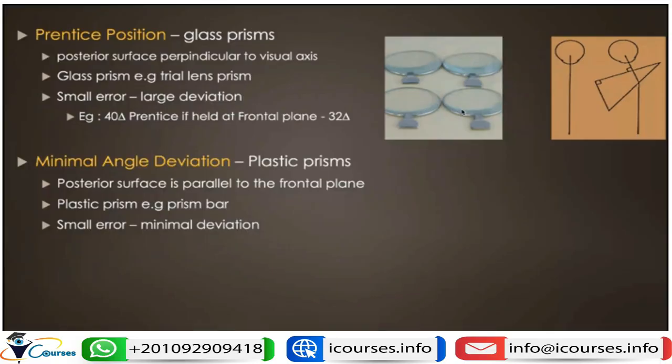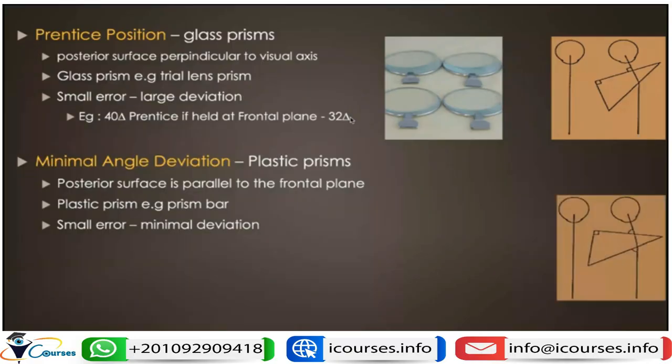The problem with the Prentice position is that a small error or small deviation from this position will lead to a large deviation of the angle. Meaning that if we have a 40 prism diopter prism held in the Prentice position, actually the deviation of this prism is not 40, it is only 32. So this prism is not very accurate. We use it in the trial lens frame, but we don't depend on it for measuring the angle of squint.